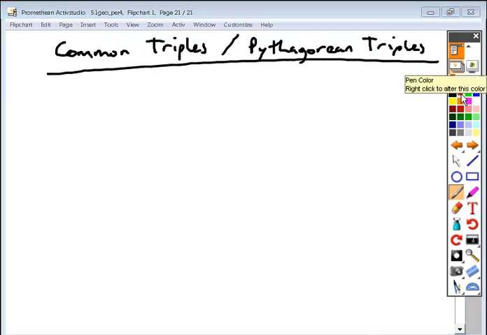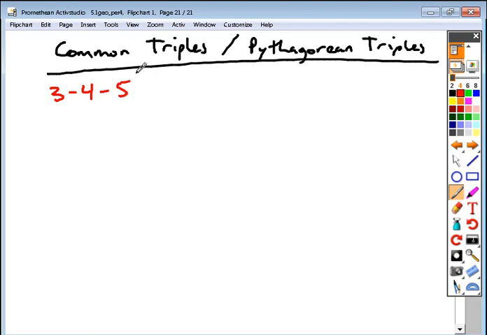The most common ones are the ones that we just saw, 3, 4, 5. And then the next most common one is 5, 12, 13. Both of these show up on the SAT and many of the standardized tests that you might take. Both will come in handy in any math class from here and beyond, and will oftentimes include problems that involve 3, 4, 5 common triples, 5, 12, 13 common triples, and all the multiples of those.